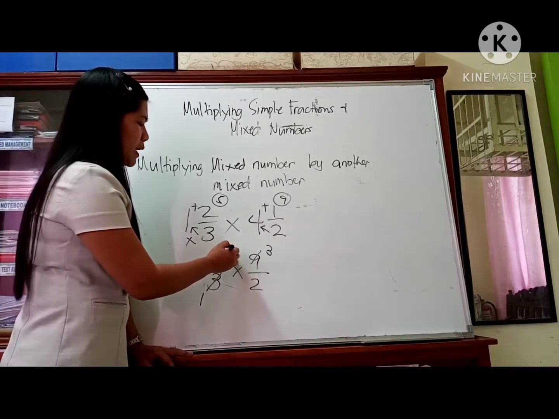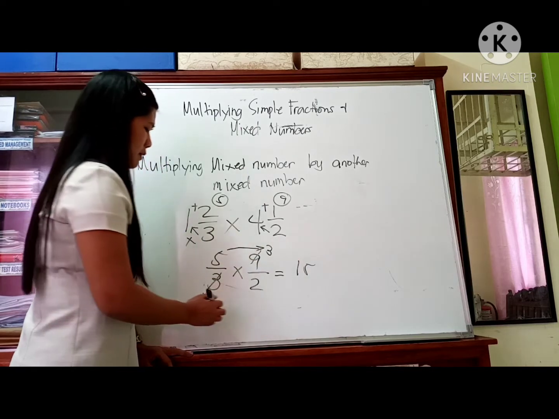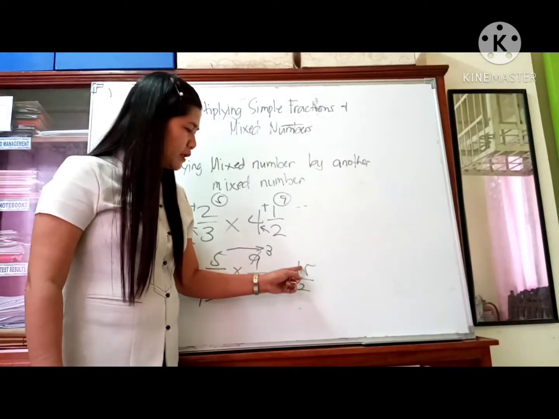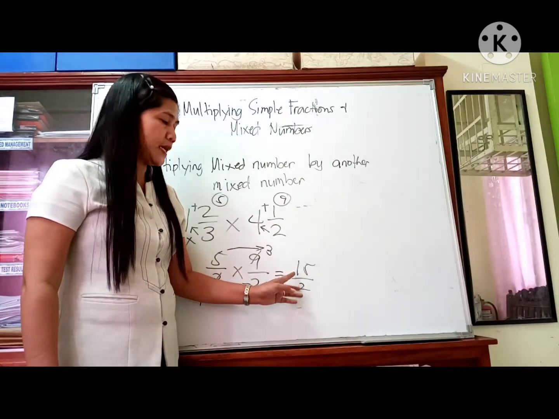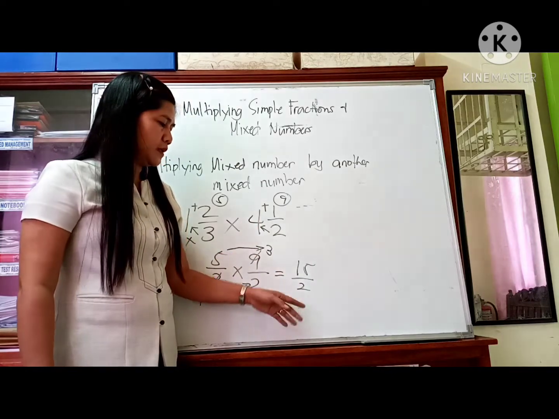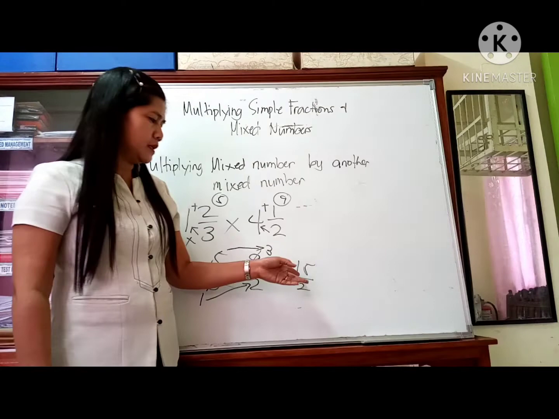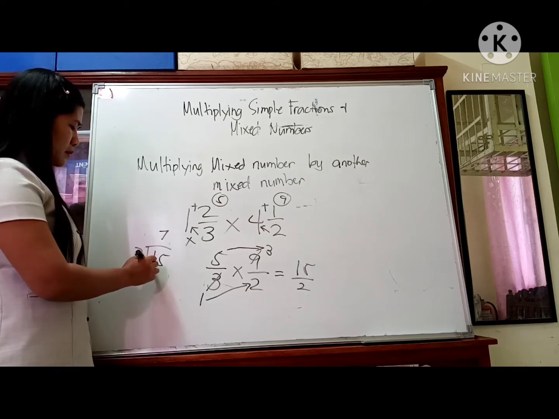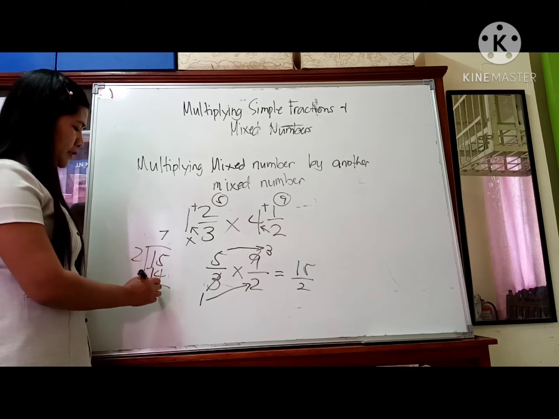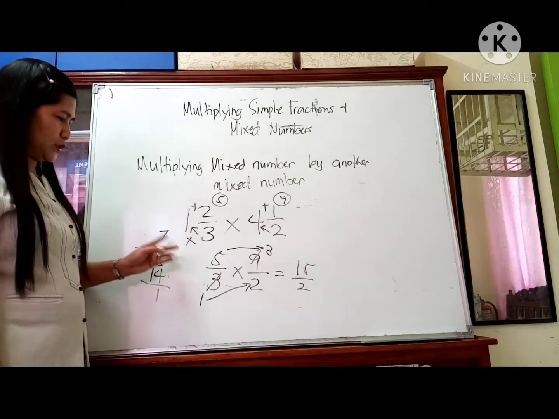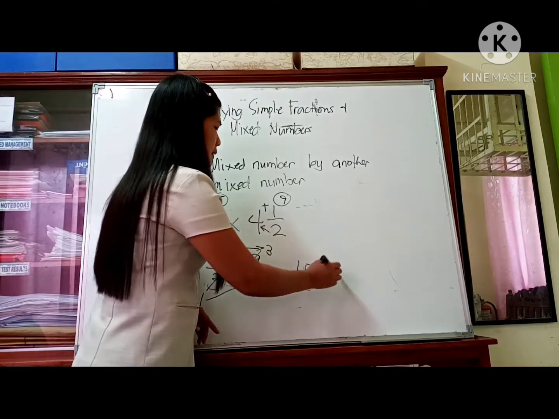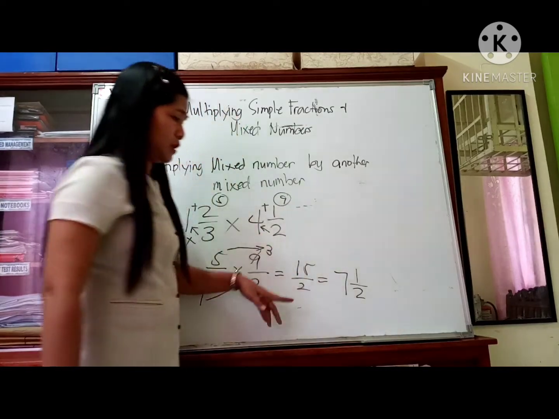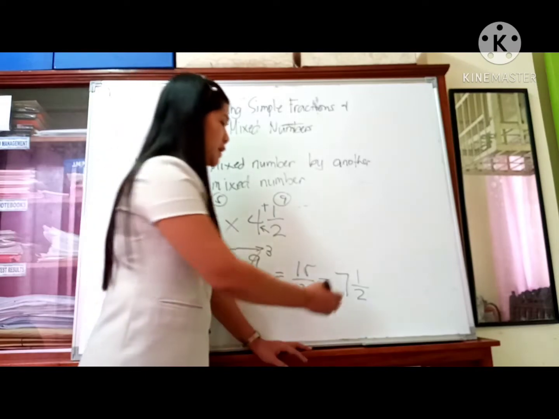So now you are going to multiply. 5 times 3 is equal to 15. Then 1 times 2 is equal to 2. So the numerator is greater than the denominator, so this is an improper fraction. That should not be the final answer. It must be a mixed number. So just divide 15 by 2. 7 times 2 is 14, and subtract: 15 minus 14 is 1. So you have the whole number as 7, the numerator as 1, then the denominator as 2. So your final answer should be 7 and 1/2.